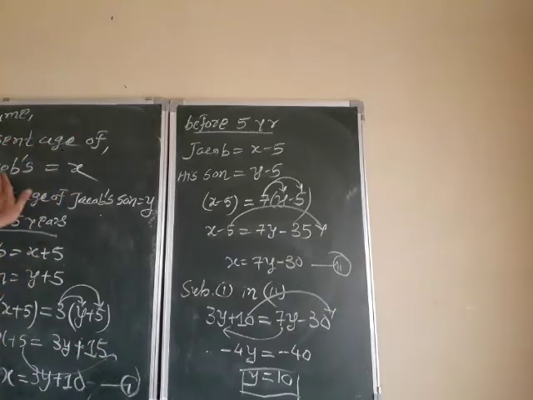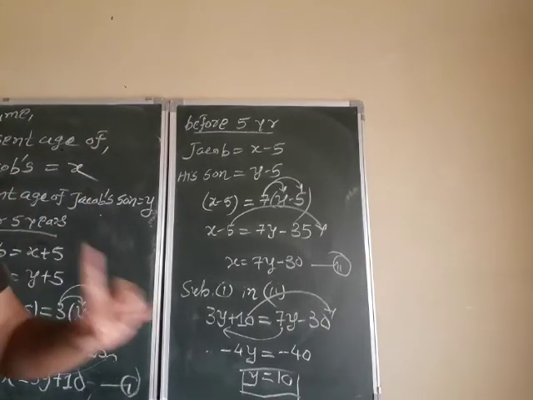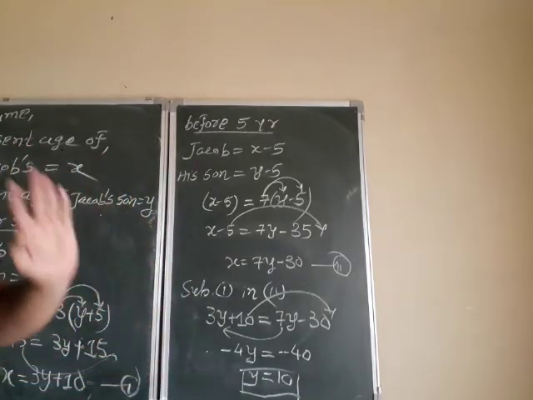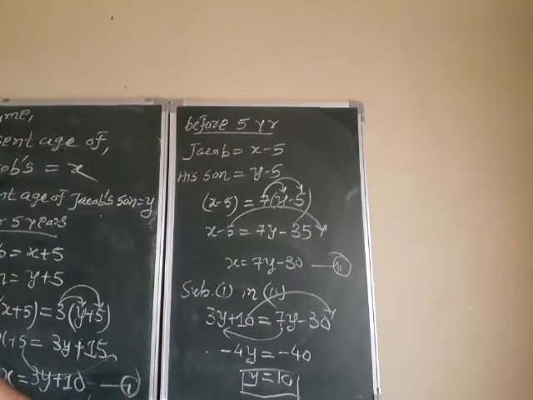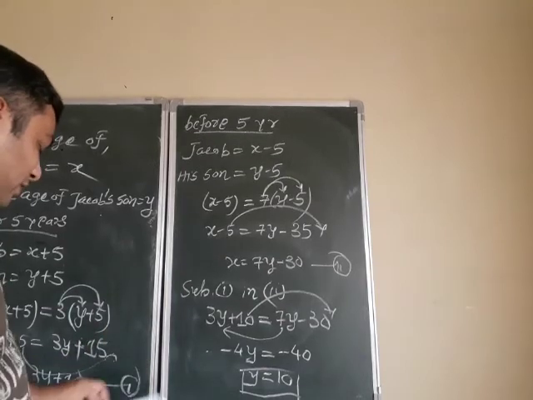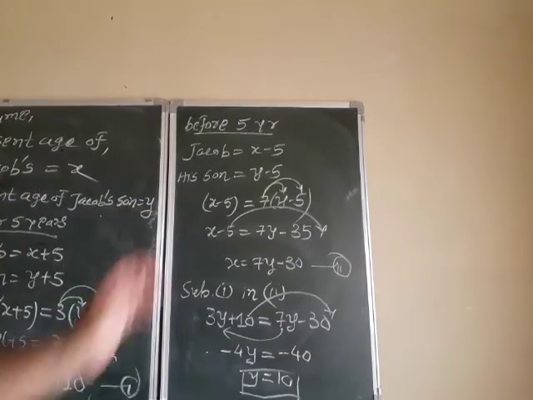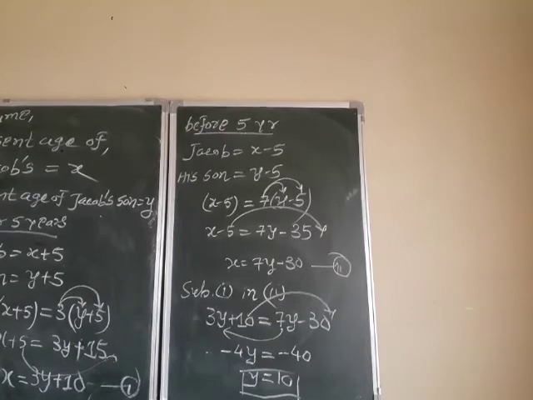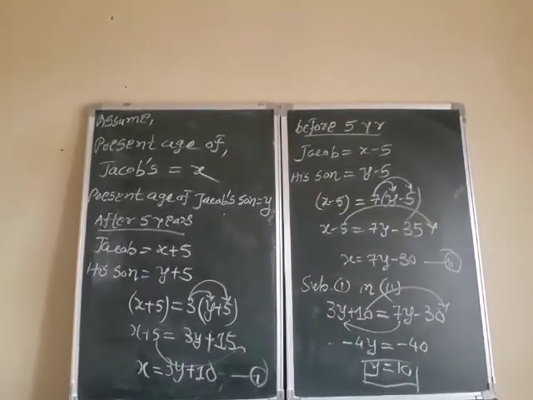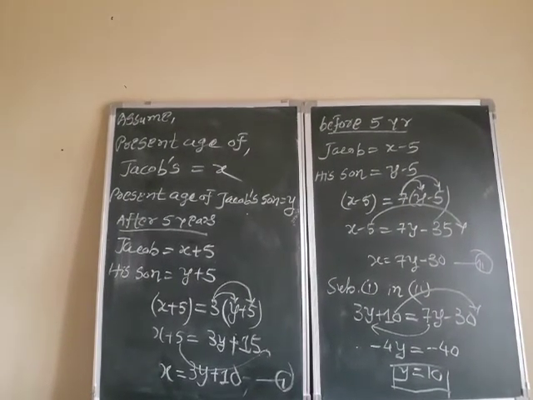It means Jacob's present age, we will find the present age of the Jacob. So Jacob is 40 का है और इनका सन जो वो 10 का है. Clear? चलिए. So exercise 3.3. Please complete you first. Please complete the exam. बस.